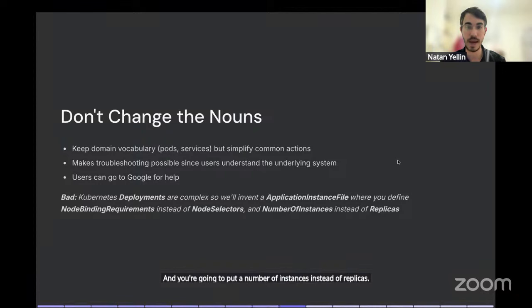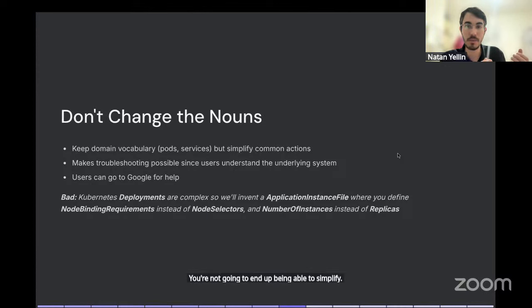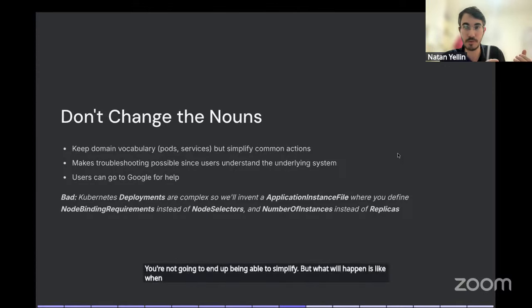The reason this is a bad pattern is because at the end of the day, if devs have a certain set of requirements, the complexity on that is constant. I can't say that enough times. The complexity on that is constant. And eventually devs will have more complex requirements, and you're not going to end up being able to simplify. But what will happen is when people have to troubleshoot your platform, they need to learn more.